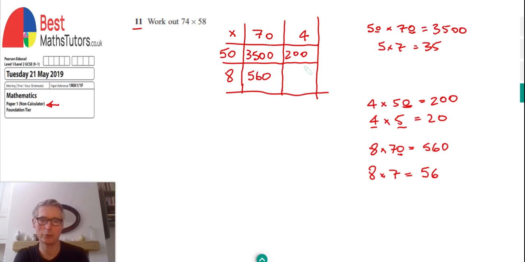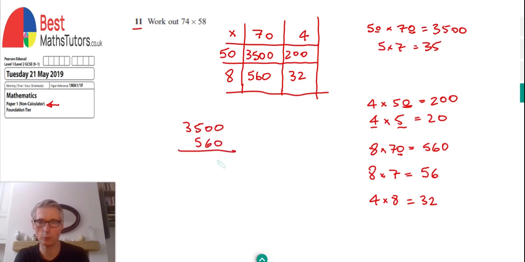And then we've just got 4 times 8. 4 times 8 is 32. And then we're just going to add all these together. There are a couple of ways I could do it, but probably to make it easier, I'm going to work out these 2 columns first of all. So I'm going to do the 3,500 plus the 560.